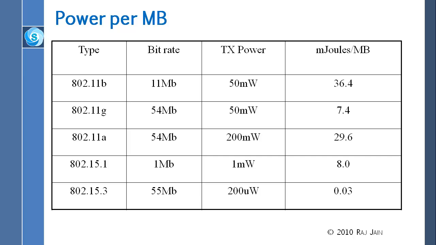Alright? So in 802.11b, the bit rate is 11 megabits, the power is 50 milliwatt. If we were to convert that into joules and then divide by the bit rate, you will get 36.4 millijoules per megabyte.